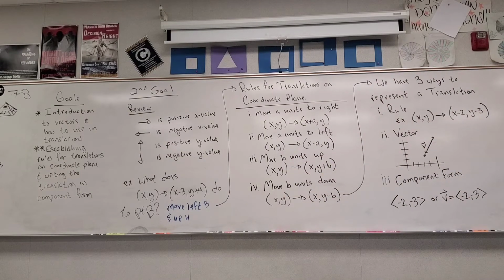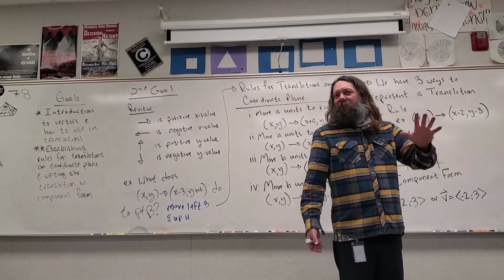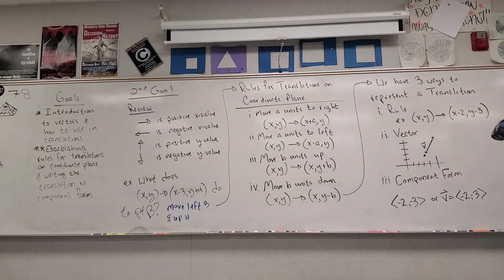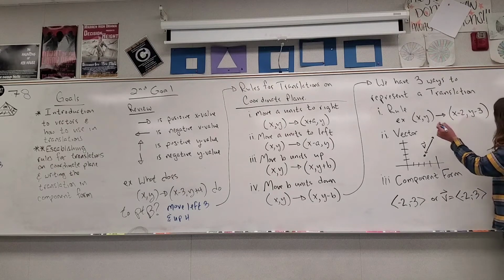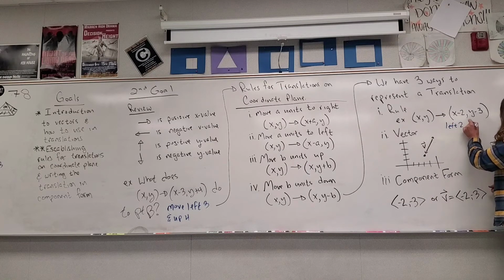Let's move on. We have 3 ways to represent a translation. Like I said, the second goal sounded kind of complicated, but it's actually, I believe, simple. So I can represent a translation as a rule. This is what we've seen. x,y maps to x minus 2, y minus 3. So I'm going left 2 and down 3. So this is us going left 2 and down 3.